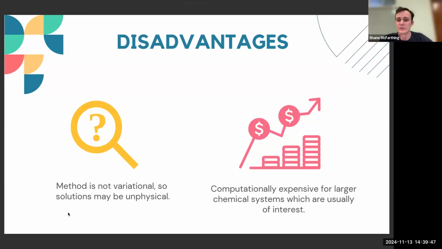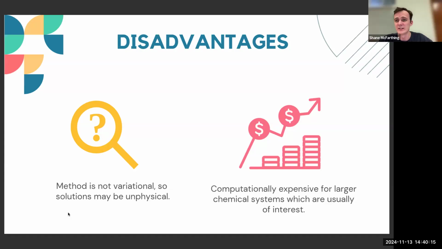Unfortunately, it does have some disadvantages. So I'll start with the one on the right. It's computationally expensive for larger systems. If you're trying to consider large complex systems with various types of reactions that you're trying to take into consideration, you can end up having to include a lot of excitations in the ansatz, and that leads to a lot of coupled equations that have to be solved, and it really increases the computational cost a lot.